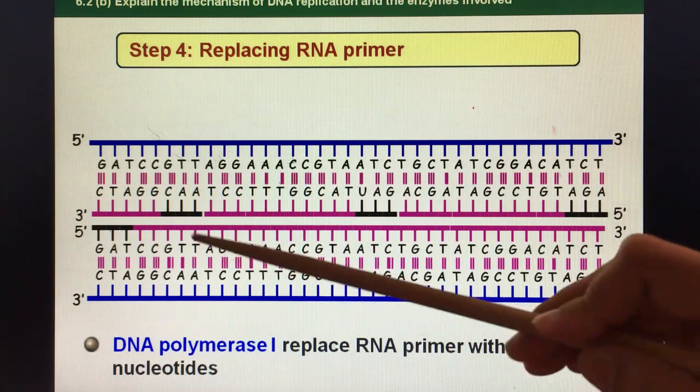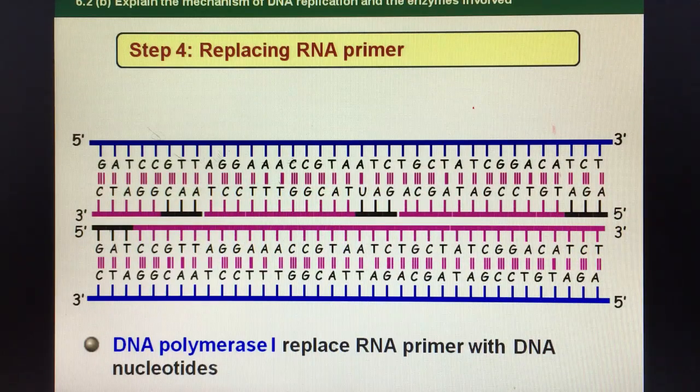So the RNA primer contains RNA nucleotides which must be replaced by DNA nucleotides. So now we need another enzyme, namely DNA polymerase 1. Okay, so DNA polymerase 1 will replace the RNA nucleotides with DNA nucleotides. So it will bind to the regions where the RNA primer is located, and then it will replace the nucleotides with the DNA nucleotides. And the process will continue until all the RNA nucleotides have been replaced.